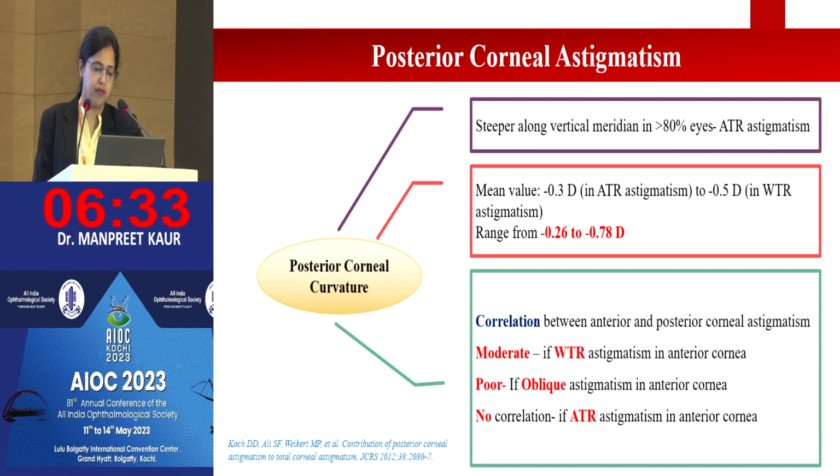There is no specific correlation between the anterior and posterior corneal astigmatism. It's moderate if with the rule astigmatism is present in the anterior cornea. If oblique astigmatism is present in the anterior cornea, you cannot really correlate it with the posterior corneal curvature. And if against the rule astigmatism is present, there is absolutely no correlation.